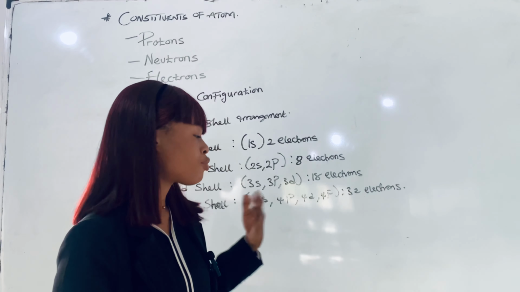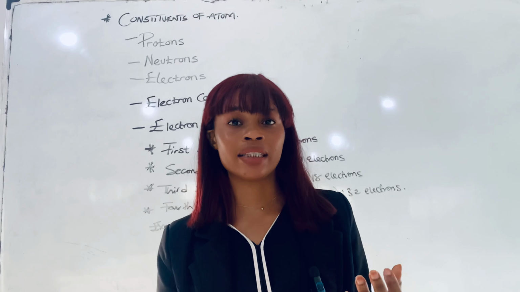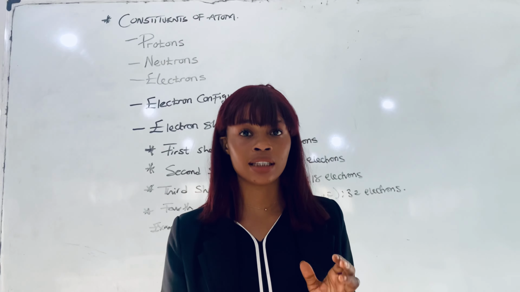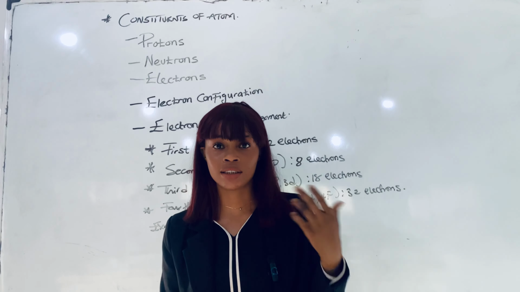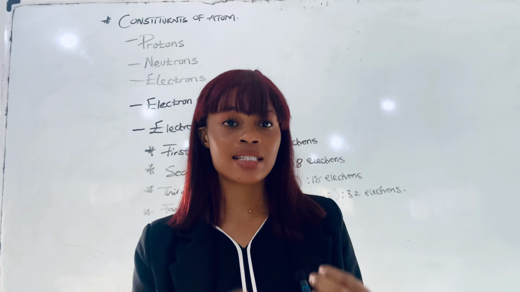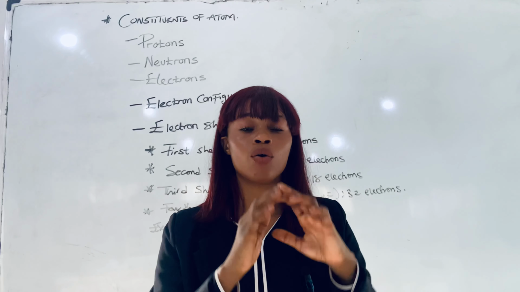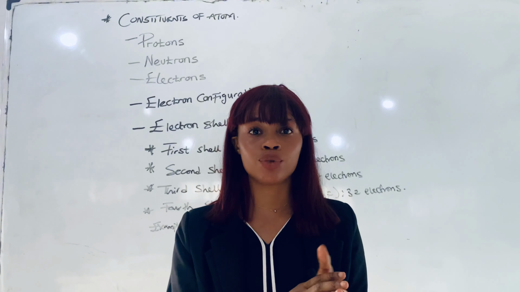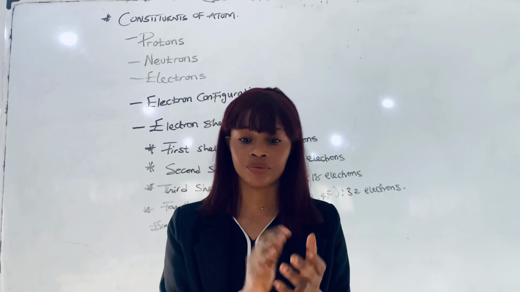Then for your third, fourth, and fifth shells to infinity, they can also accommodate a maximum of 8 electrons. I hope you understand that. So the first shell is 2, the second shell is 8, the third shell is 8, the fourth shell is 8 till infinity. That's what we mean by maximum: the maximum amount of electrons that can be on that shell. I'm going to take some examples so that we can better understand electron filling in an orbital.